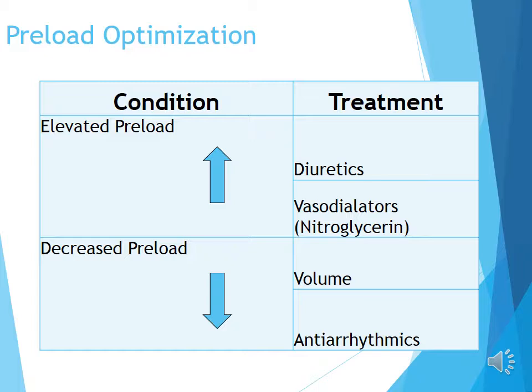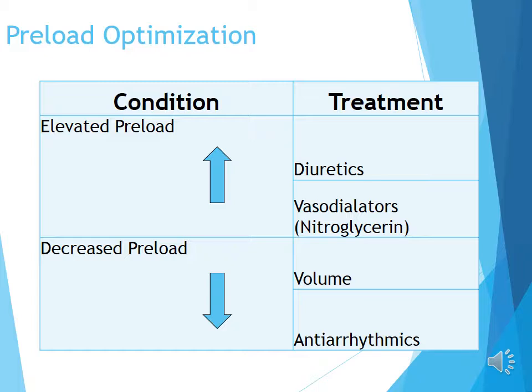The goal with your patient is to optimize their preload. So you want to get them back within that normal range, that 2 to 6. These are things you can do to treat the alterations in preload, either the increased or decreased CVPs. If you have an elevated preload or high CVP, you want to give diuretics and vasodilators like nitroglycerin.